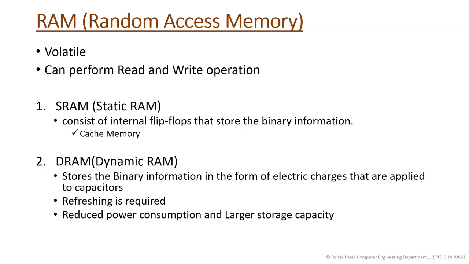It stores the binary information in the form of electric charge, and that is applied to a capacitor. As a capacitor is involved in this, it reduces the power consumption and gives you larger storage than SRAM. Your main memory is made up of DRAM, but your cache is made up of SRAM. Both are volatile, meaning once you stop giving power, whatever data you store, they don't keep the data. You lose the data.